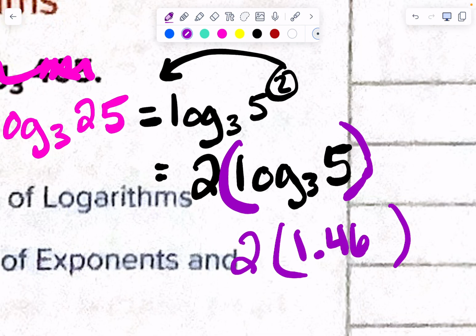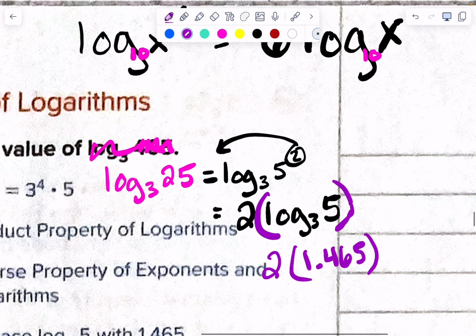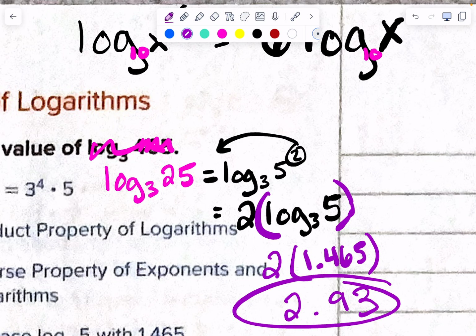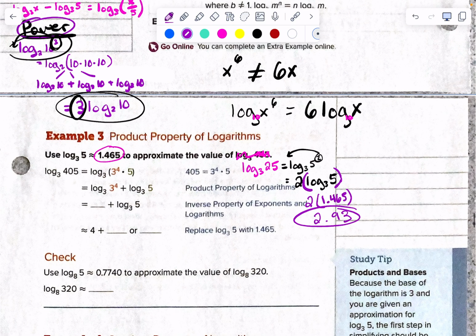2.9. Okay, you see what I just did? 25 is the same thing as 5 squared. The 2 came down in front, so all I have to do is take 2 times that decimal, which is like 2.93. Okay, you see how that works? All right, we want to write everything in terms of the stuff that we know.